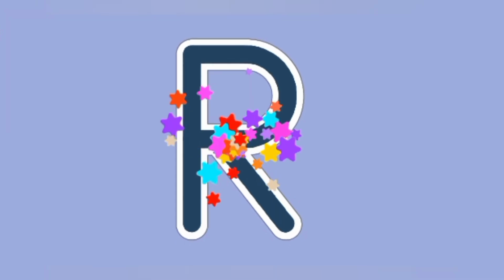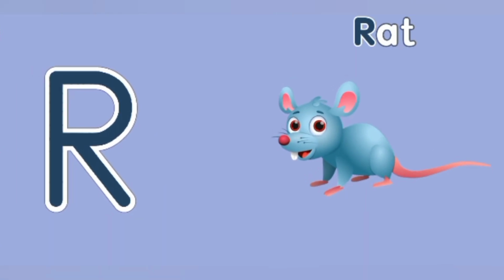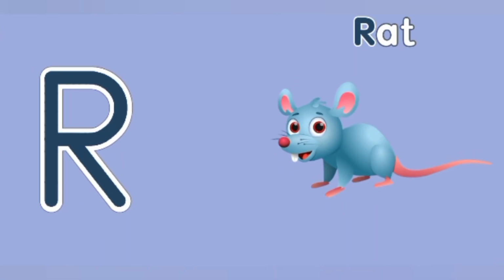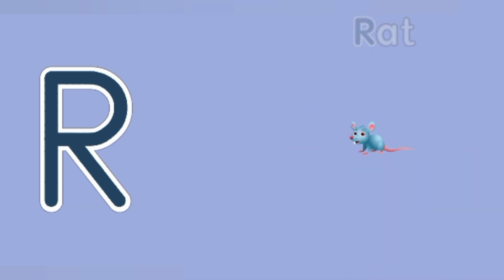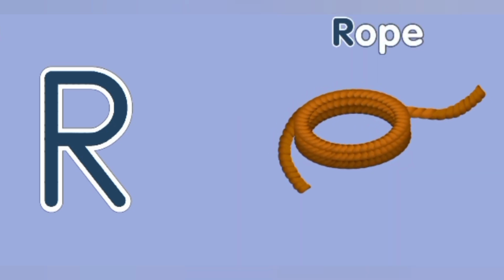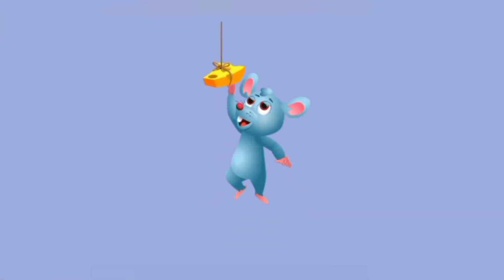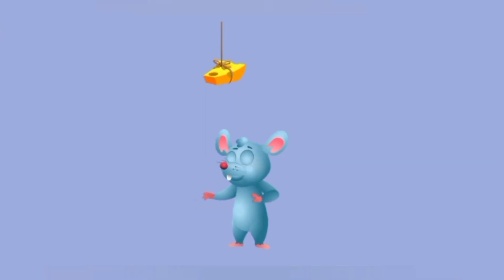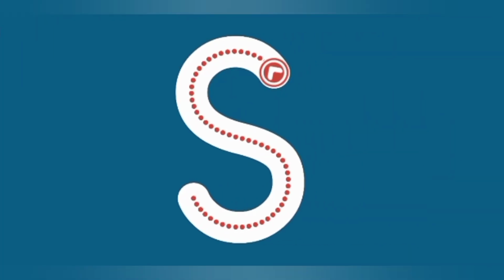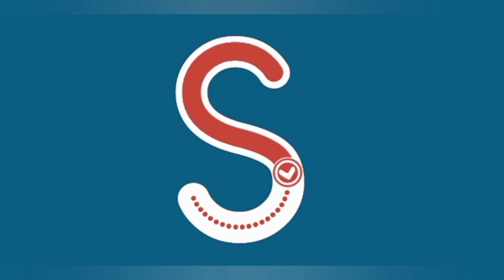Good. R. Wow. R is for rat. Rat. R for rope. Rope. Touch the object. Good. Trace the letter S. Good.